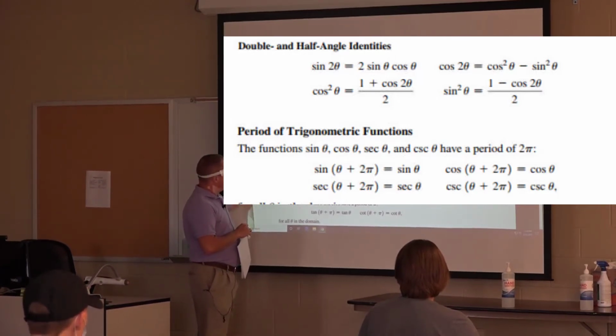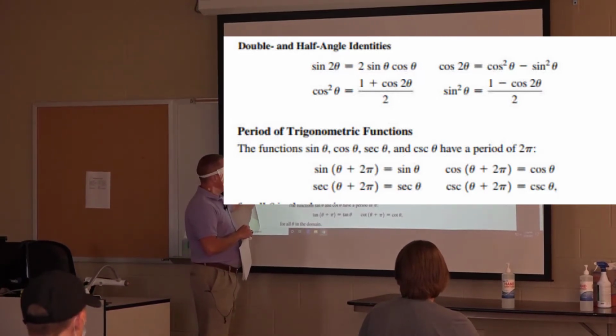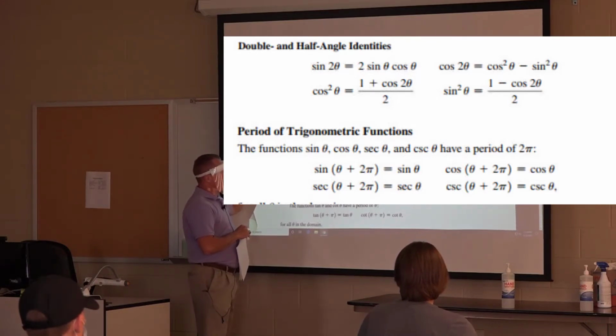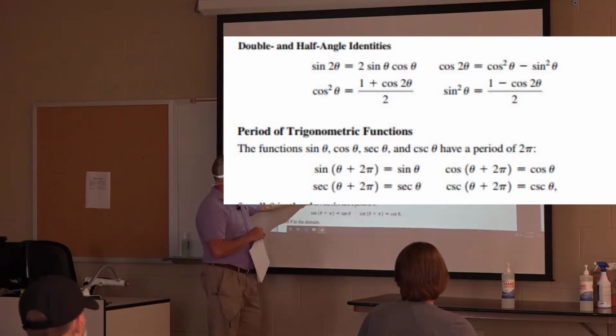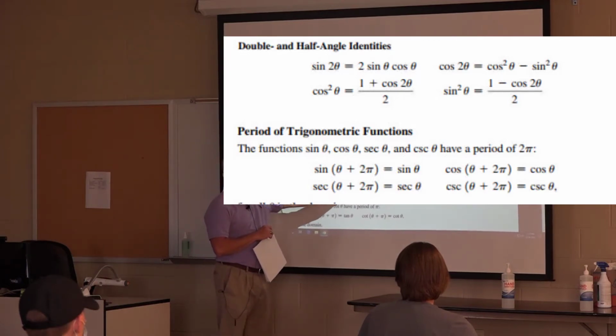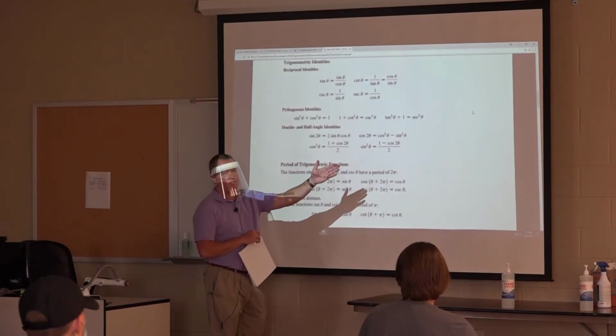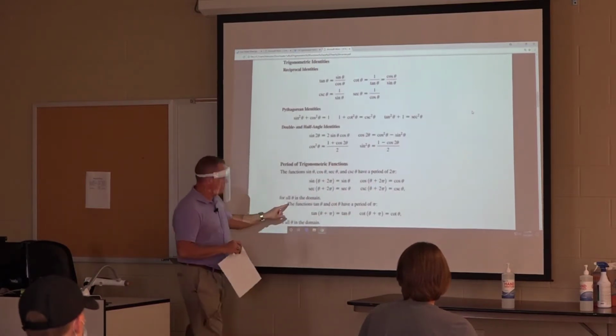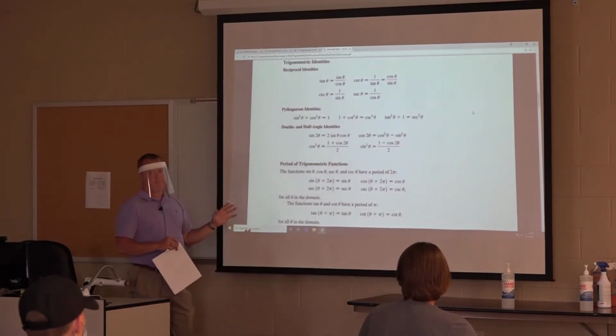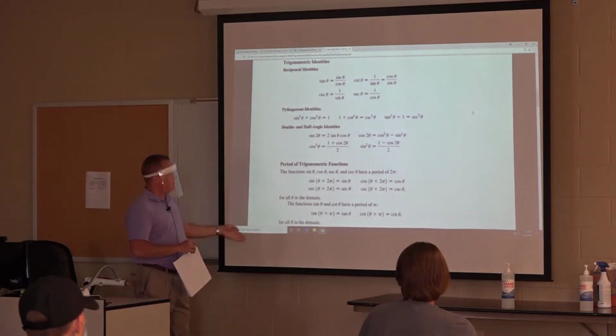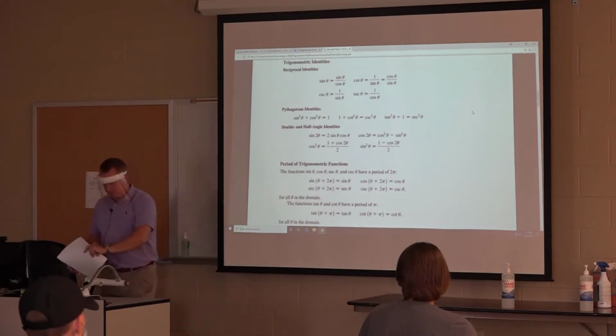As far as the period of the trig functions go, if you think about their graphs, for sine, cosine, secant, and cosecant, the period of the graph is 2 pi. So if you add 2 pi to theta, you just get sine theta back. All right, so that's how long it takes for one complete cycle of that graph. For tangent and cotangent, the period is only pi. That's how far it takes for the whole graph to occur. Okay? Questions?